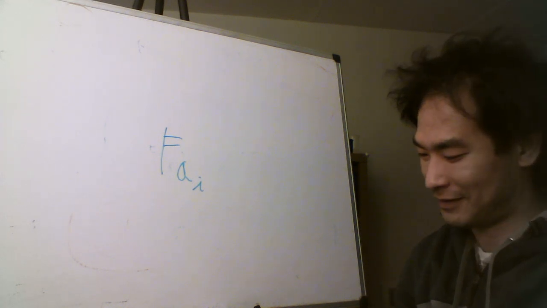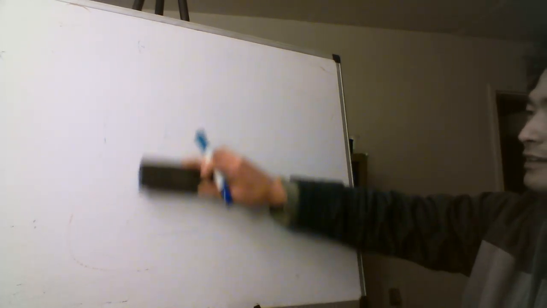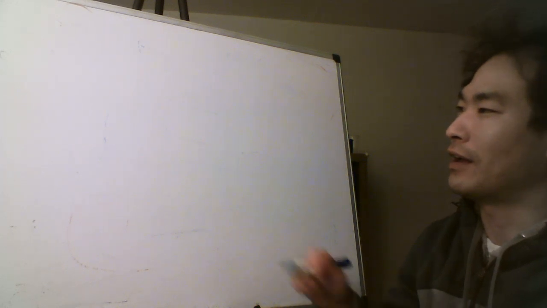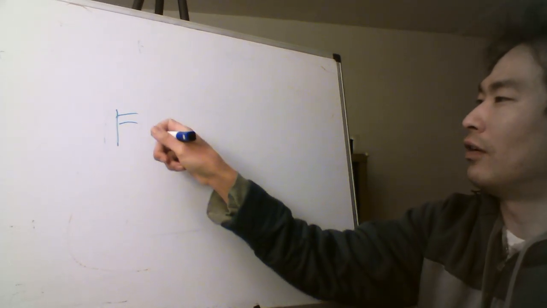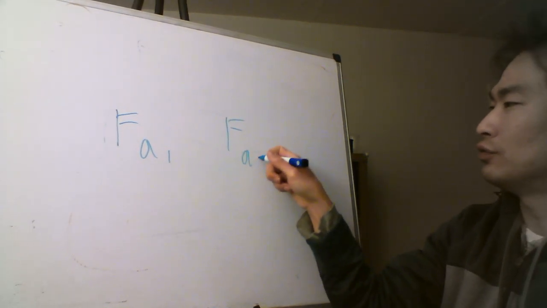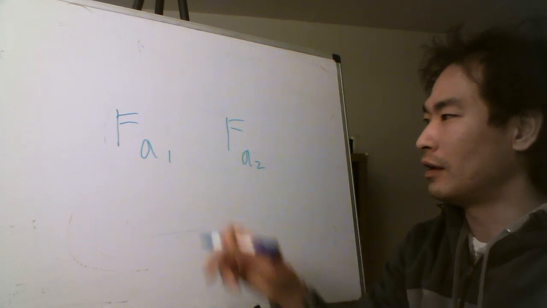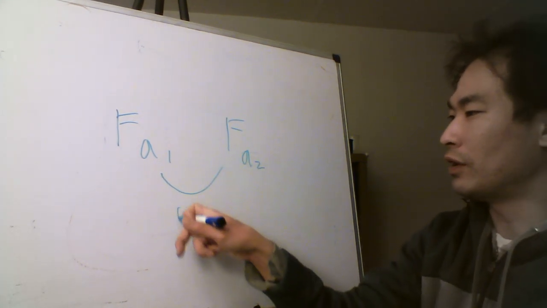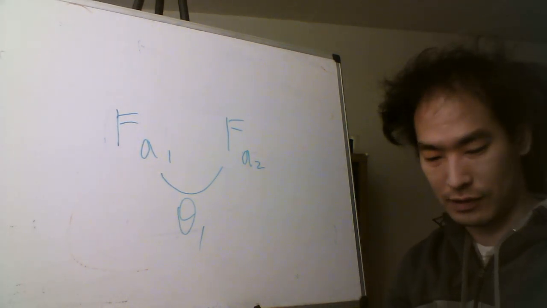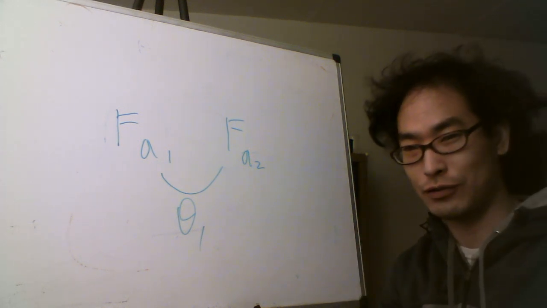Okay, so F of A1, F of A2. The angle between these two, we call theta 1. Can you read this? Pen is running out again. Oh my goodness, I gotta buy a new set of pens.